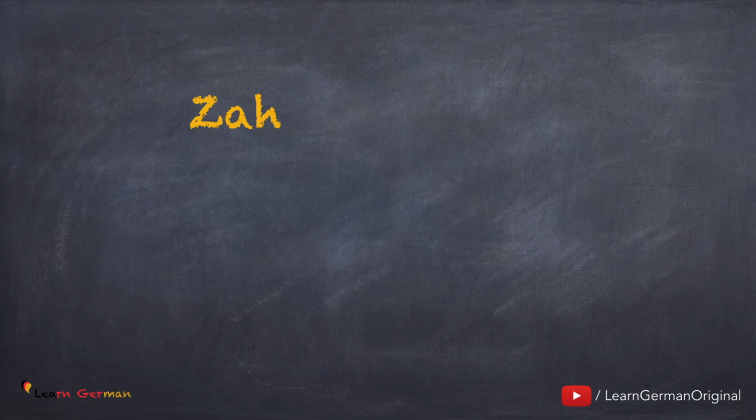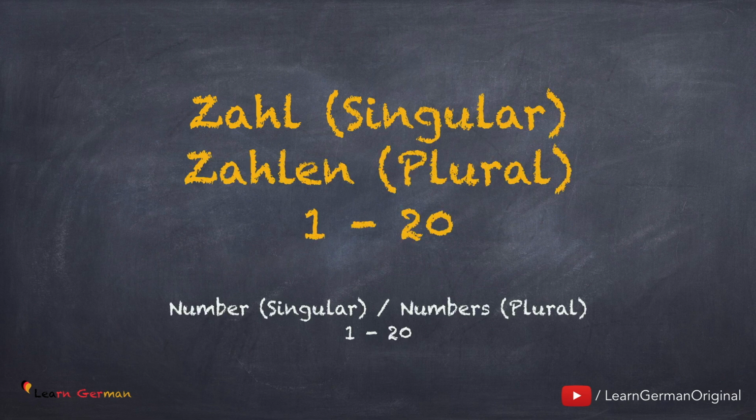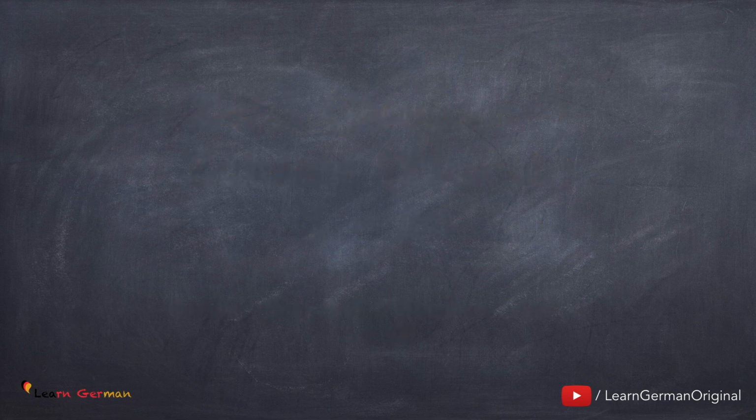The numbers in German are very easy. So let's begin. Zahl. Once again, Zahl. Zahlen. Once again, Zahlen. Zahl is the singular form and Zahlen is the plural form. Do listen carefully and repeat. So, are you ready? Here we go.